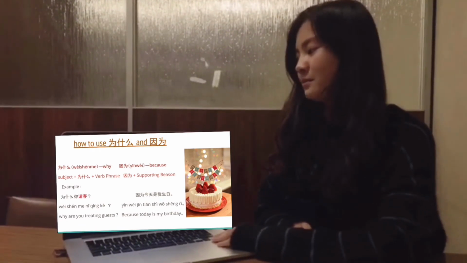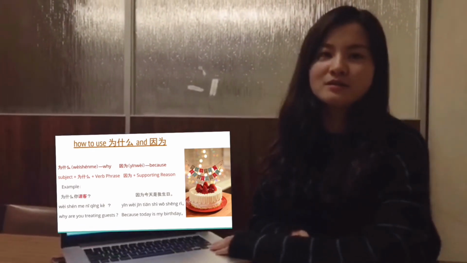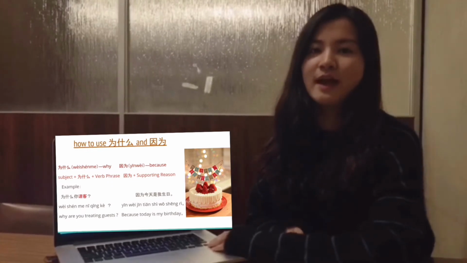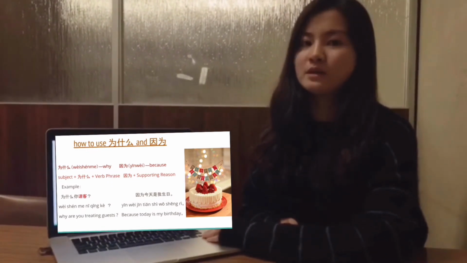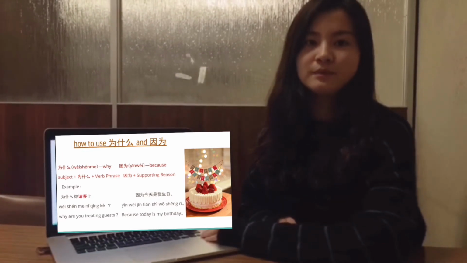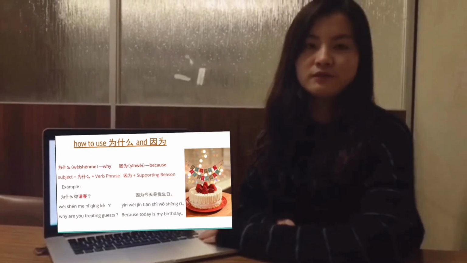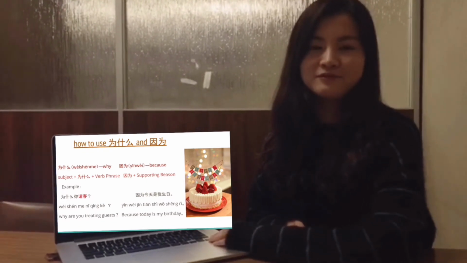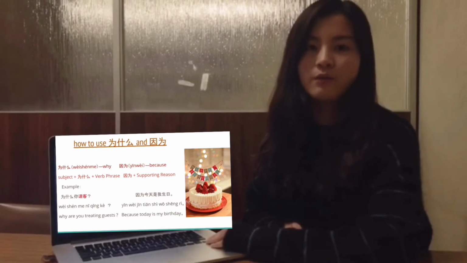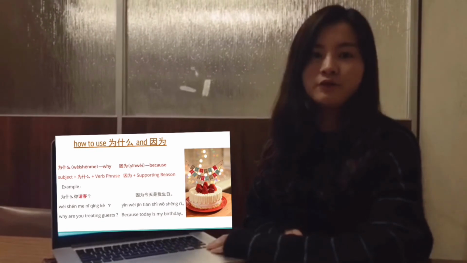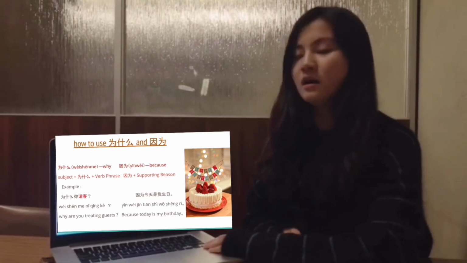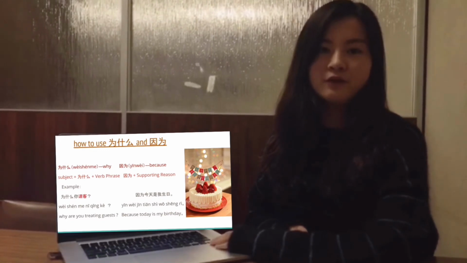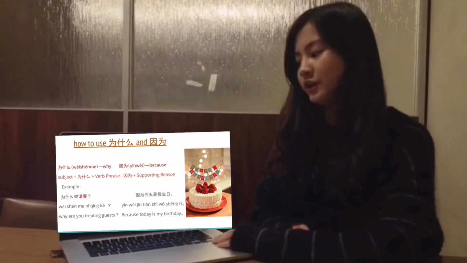And how to use 为什么 and 因为. 为什么 is a question phrase meaning why, and typically appears between the subject and verb phrase. In addition, 为什么 can also be placed before the subject and the verb phrase. The difference between the two structures is that the emphasis is placed on the verb phrase or subject immediately following 为什么. To answer a why question, 因为, meaning because, is followed by the supporting reason as in English.